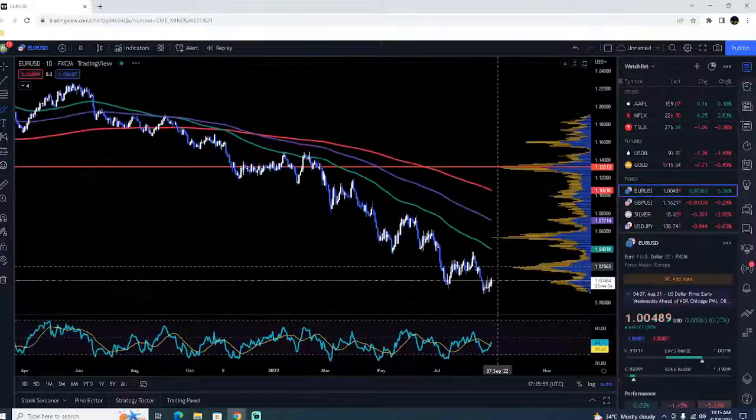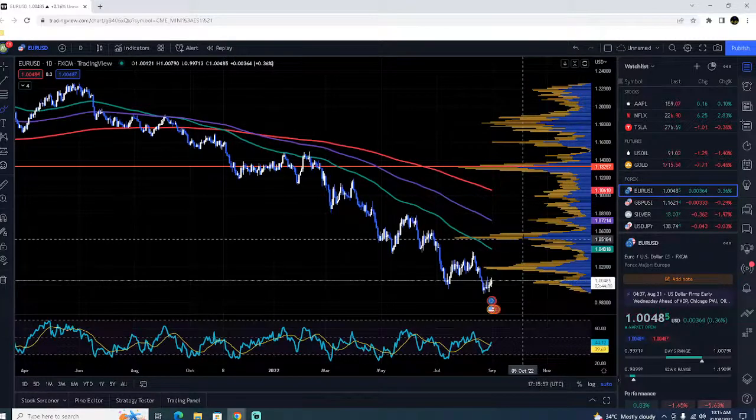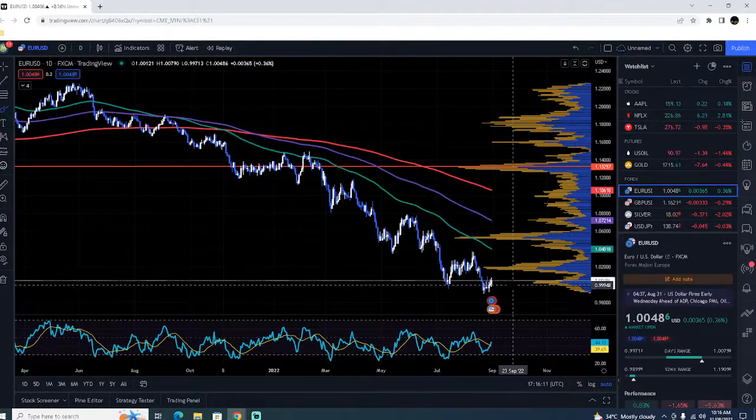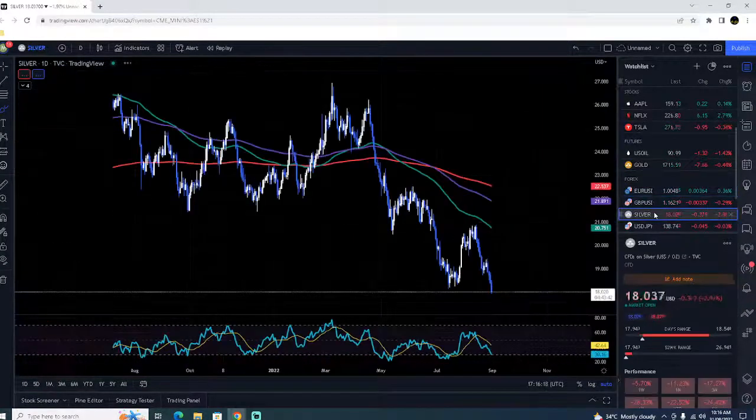Let's take a look at Euro USD, also trying to gain back the parity at $1. So this is a psychological level at $1. Below this you can see a lot of volume happened at around $1. Why? Because of course this is an important level. Again, holding this level depends on what happens with the US Fed. Their decision will be very important.